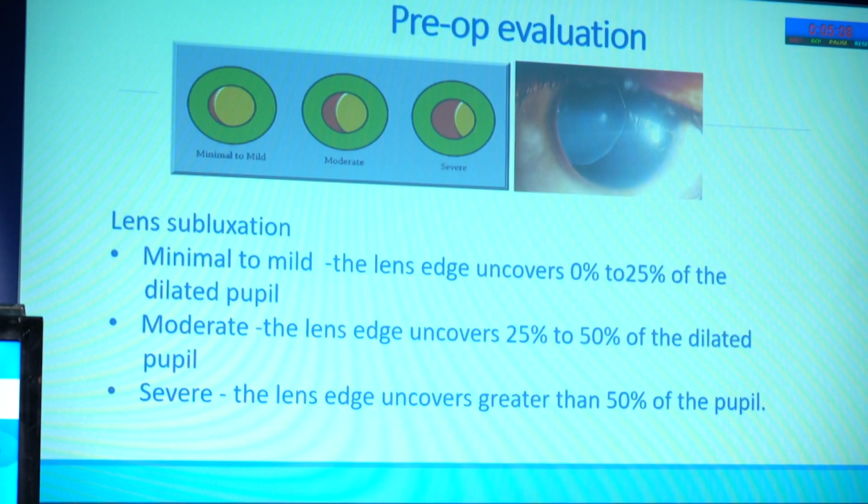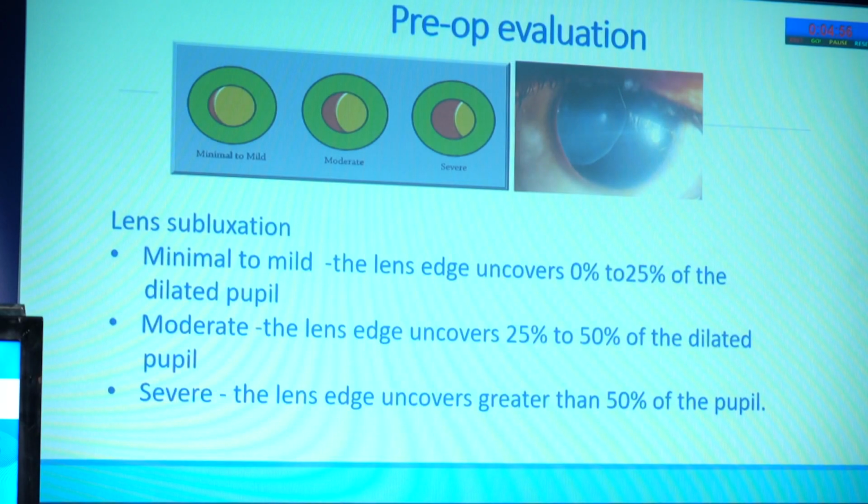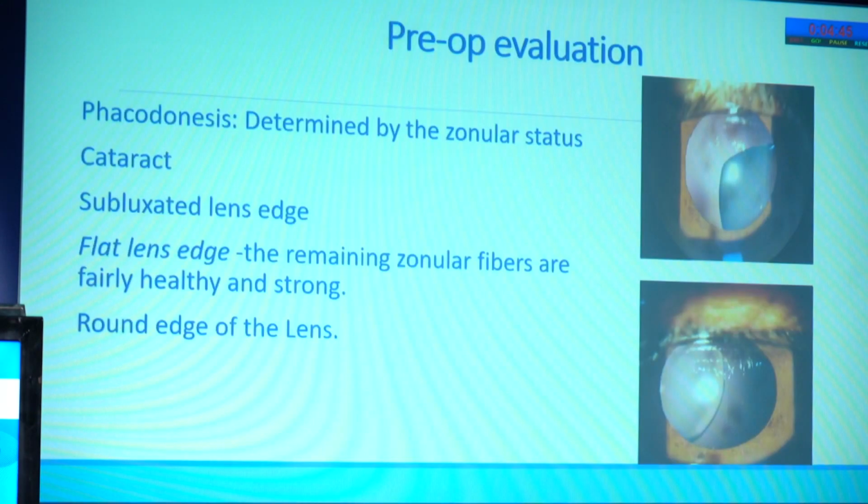So how to go about the pre-op evaluation in any case of subluxated cataract: we should know the degree of lens subluxation. Minimal to mild is when the lens edge uncovers 0 to 25% of the dilated pupil. Moderate is when the lens edge uncovers 25 to 50% of the dilated pupil. Severe subluxation is up to or greater than 50% of the pupil.